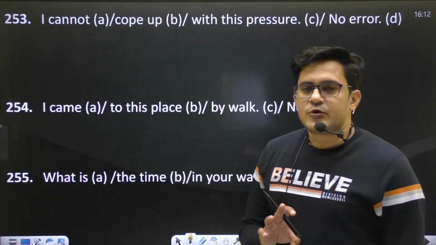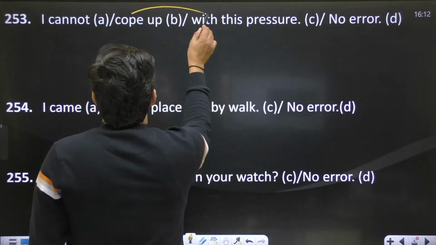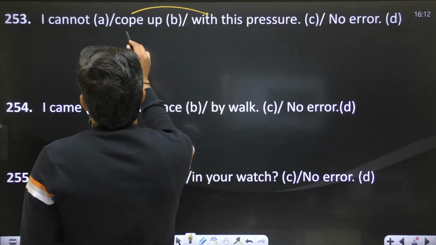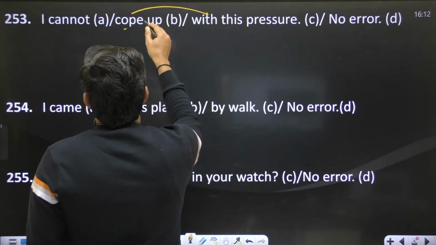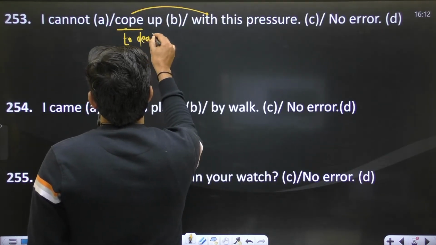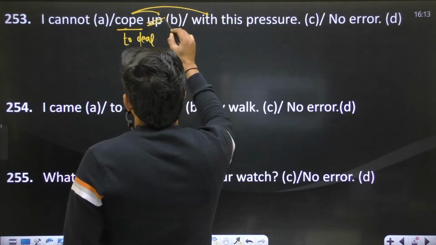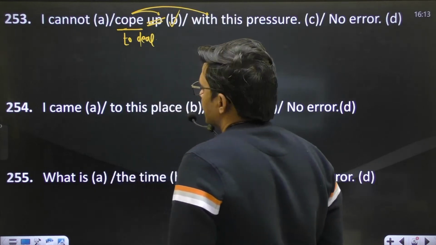Okay, if you talk about the right phrase, the right phrase is what? Cope with. The actual phrase is cope with. It shows the sense of to deal. So this word cope never demands the preposition up. So drop this preposition up, and the sentence will be fine.